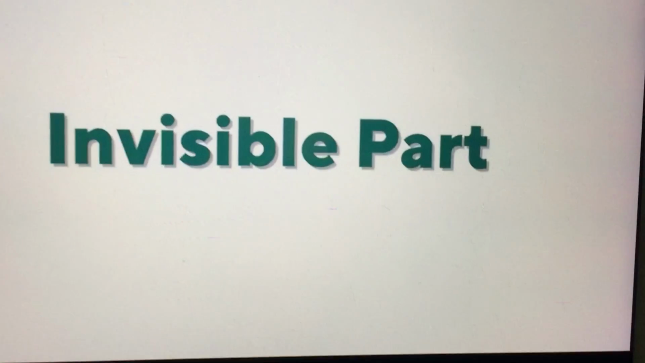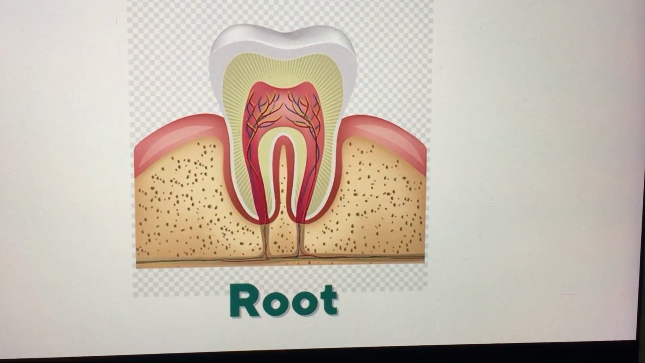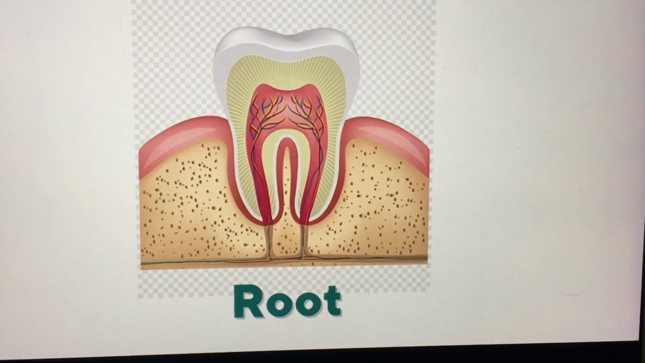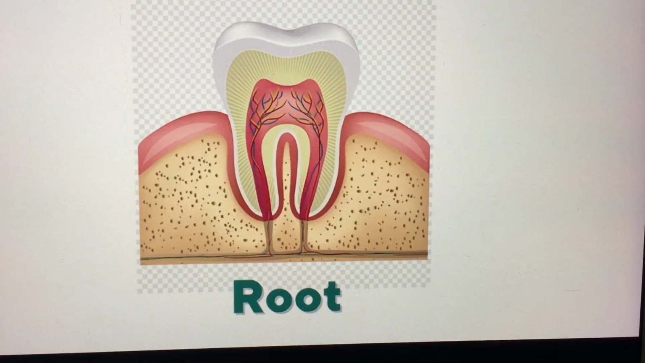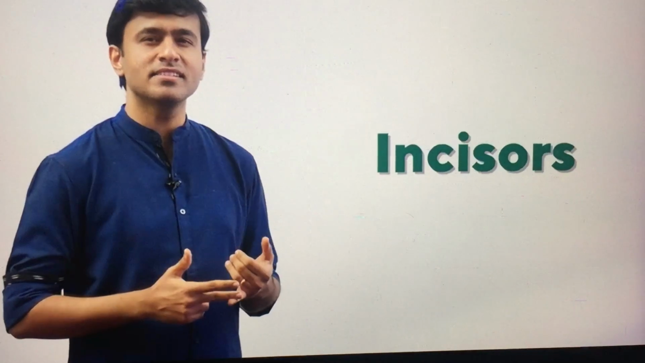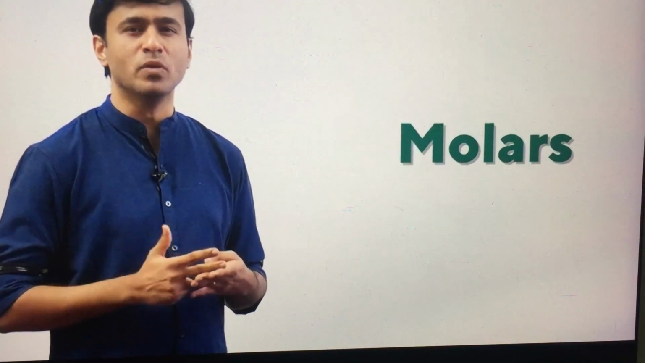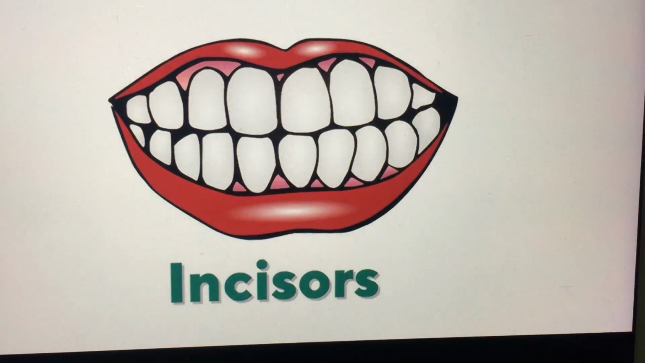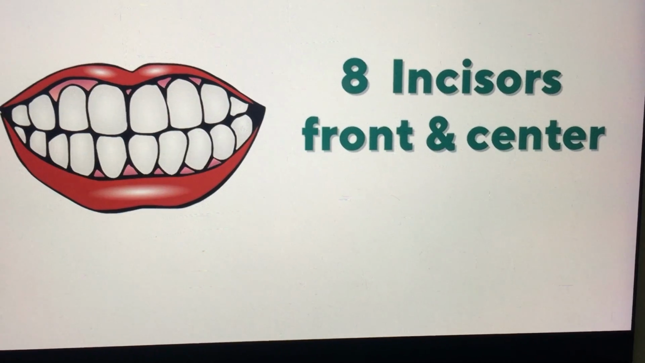Let's look at the invisible part. The root is the invisible part of the teeth. This is the part that secures the tooth to the jaw. It's like an anchor. There are 4 kinds of teeth: incisors, canines, premolars, and molars. Incisors are the 8 teeth in the front and center of your mouth.